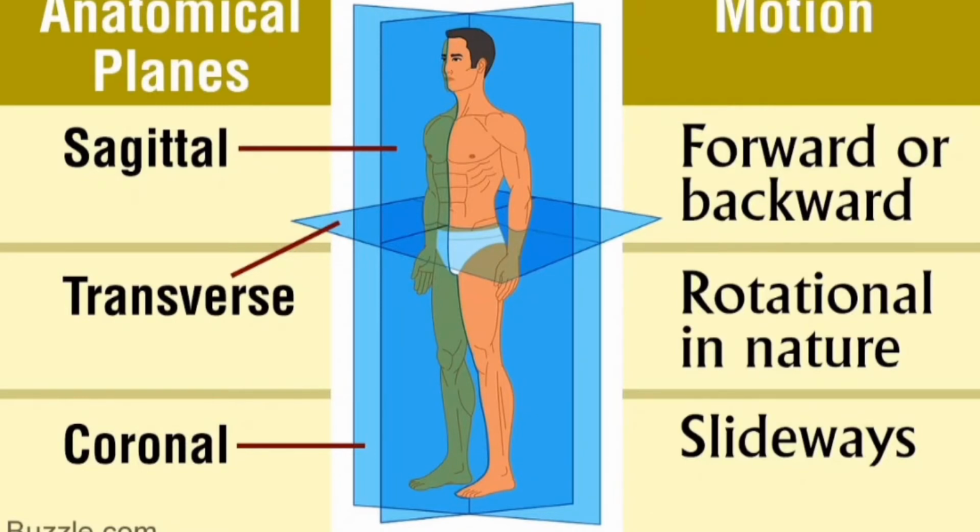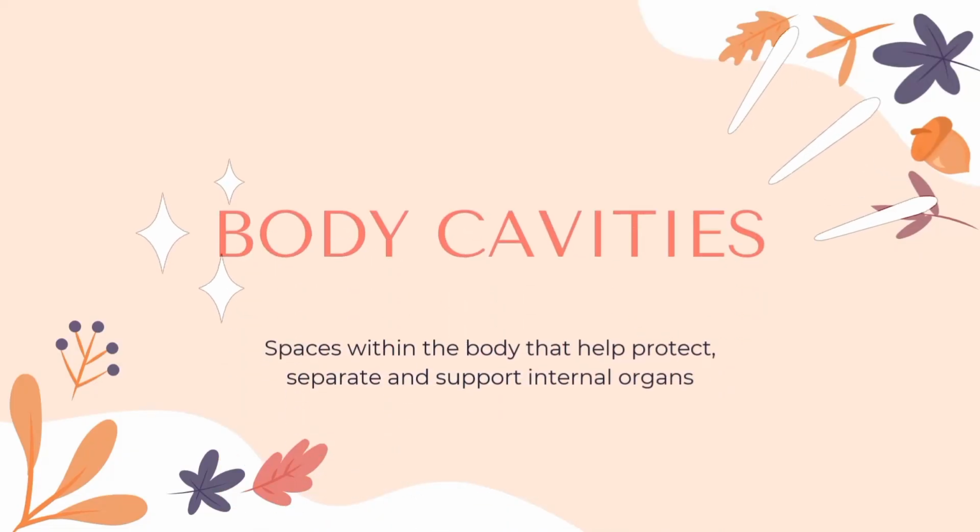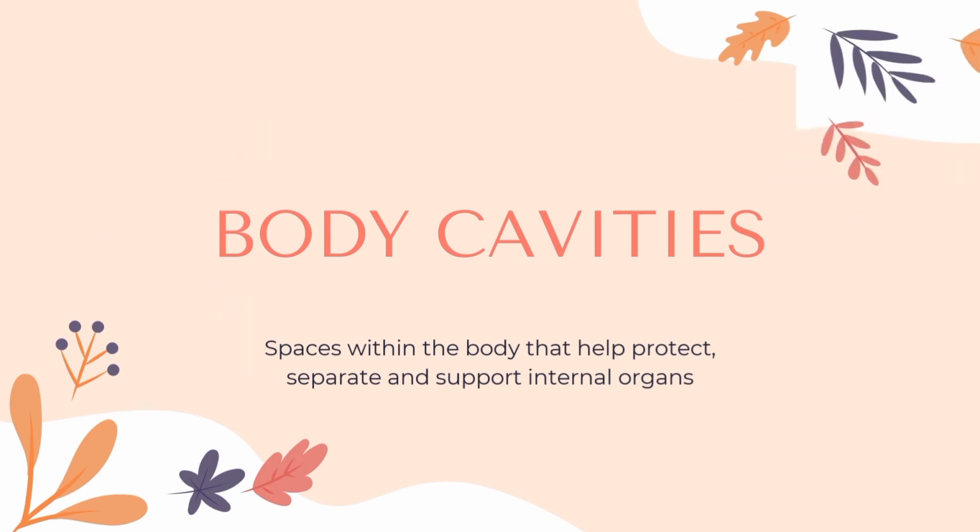The motion needed for sagittal is forward or backward. Transverse is rotational in nature. Coronal is sideways. The last part is the body cavities. Body cavities are spaces within the body that help protect, separate, and support internal organs.